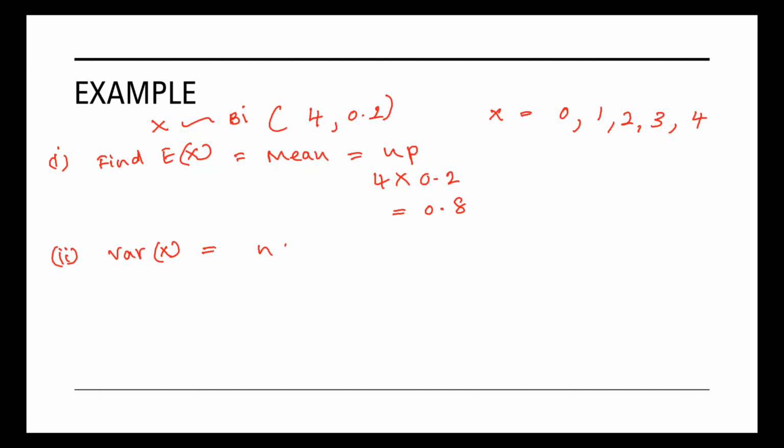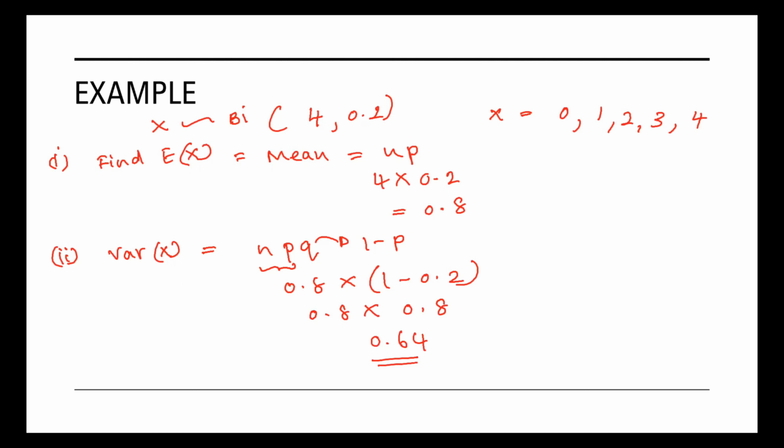that is equal to npq. So now you know the answer for np, which is 0.8. So q means 1 minus p, so that means 1 minus 0.2. So when you multiply 0.8 by 0.8, you get 0.64 as the variance.